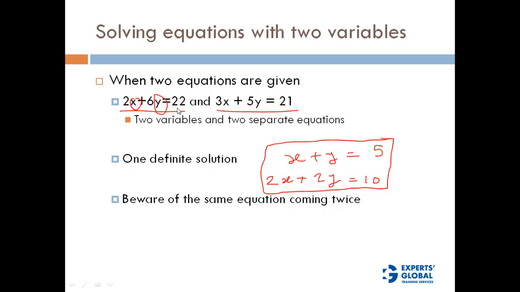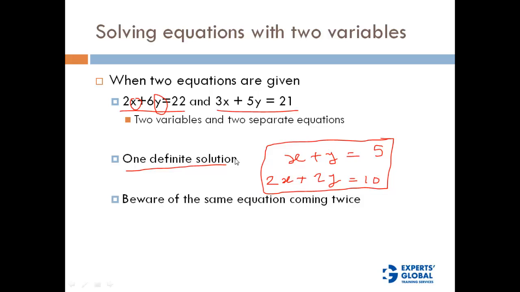If there are two different equations, for example here 2x plus 6y is equal to 22, 3x plus 5y is equal to 21, these are not the same equations. You cannot multiply one equation by some constant number and get the second equation. You cannot do that. So that is why these equations will definitely give us one definite solution. Okay, and we'll see how to get to that definite solution.